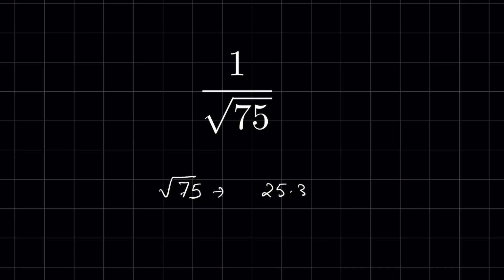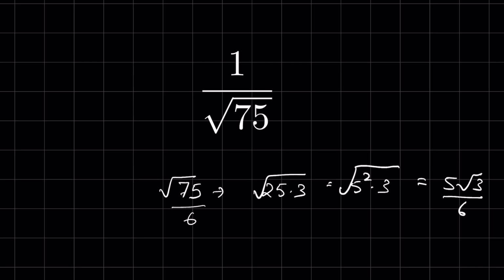25 times 3 under square root, that means 5 squared times 3 under square root, that means 5 times square root of 3. And let's say the denominator was not 1 but 3 or 4 or 5 or 6, whatever, then the fraction would have been 5 square root of 3 upon 6. So this is the simple way of doing fractions with radicals. But whenever there is a radical in the denominator, it's a different game.